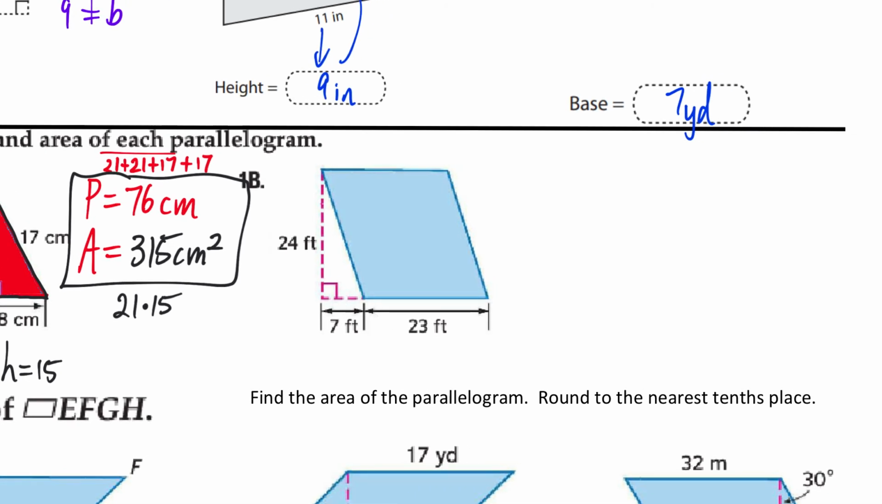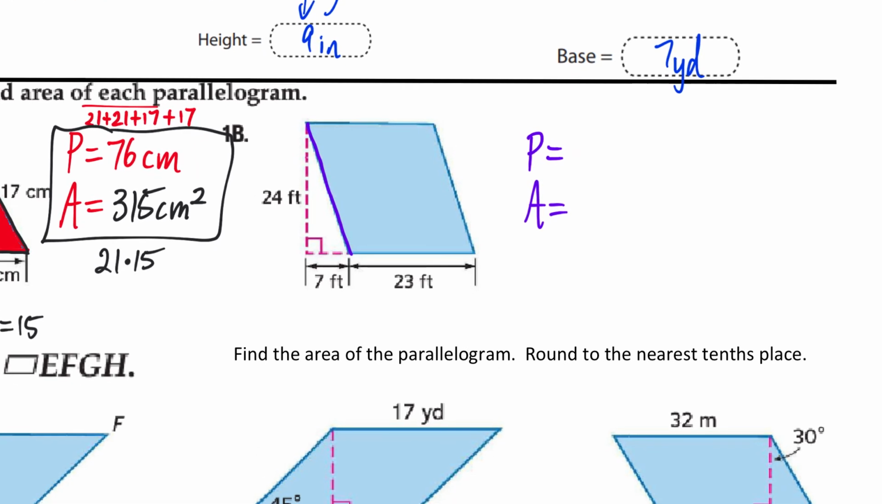So, do I have everything I need for the perimeter? No, because I don't know this side. Do I have everything I need for the area? Yes, actually I already have it. So let's go ahead and do the area first. What is the base of this parallelogram? 23. What's the height of it? 24. So we're just going to do 23 times 24. 552.